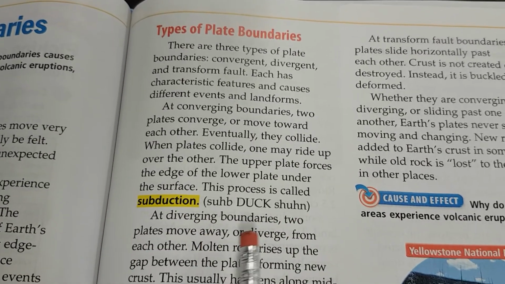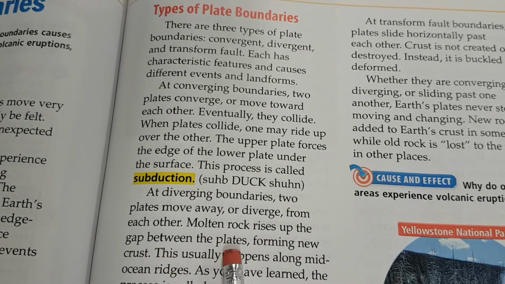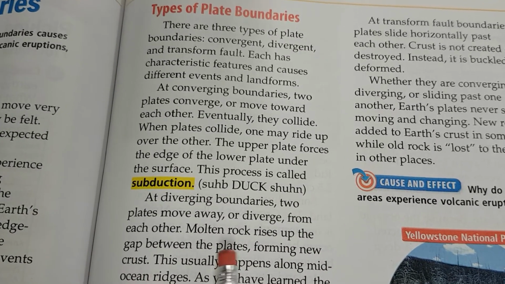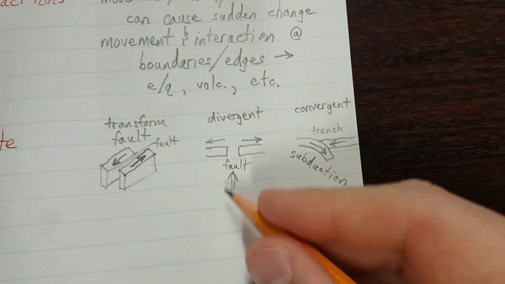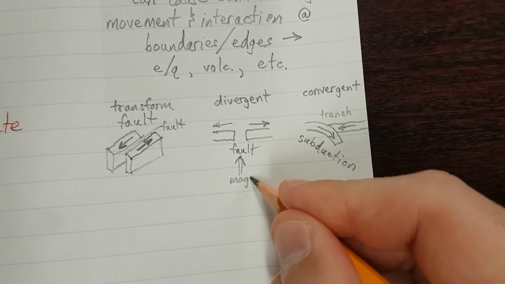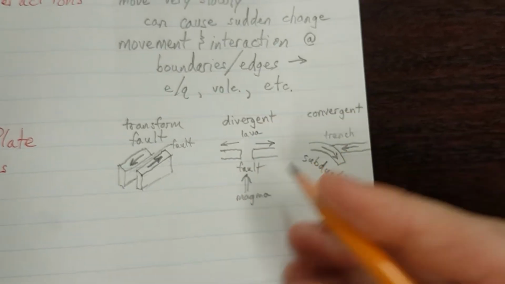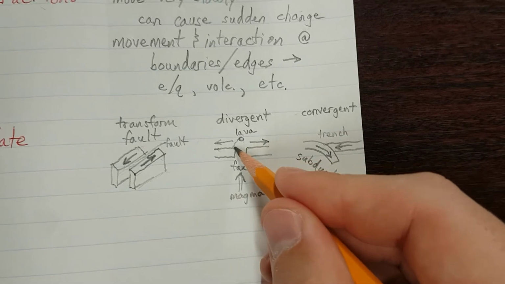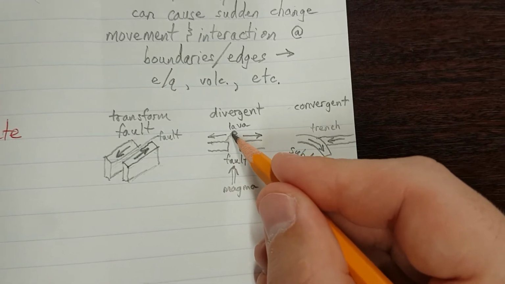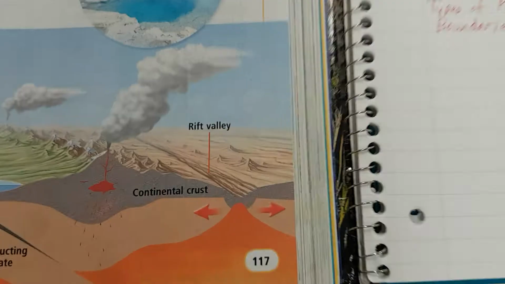At diverging boundaries, two plates move away or diverge from each other. Molten rock rises up the gap between the plates, forming new crust. So that's going to be magma under the ground or lava above the ground. And let's kind of draw a little volcano. So there's a little line, a hole at the top, and a little line. That's going to be our volcano.